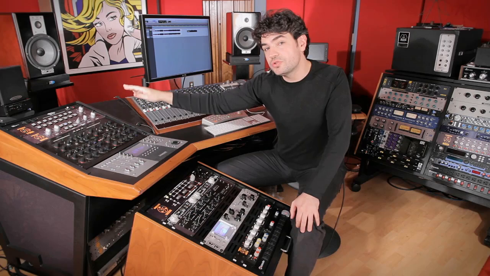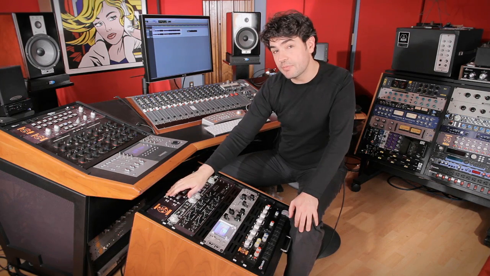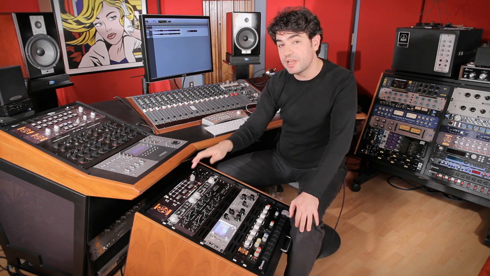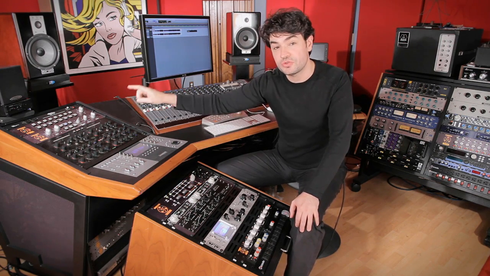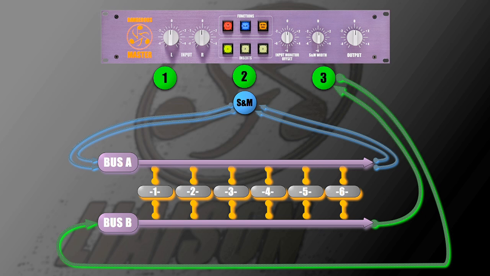So now I have insert 2 on the master connected to bus A on the Liaison, which means everything I'm going to insert on bus A will be able to benefit from the sum and difference function of insert 2 on the master. You see insert 2 going to bus A, back into insert 2. So if I hit sum and difference activated on the master, now on bus A, the left side is the center, the right side is the sides. Isn't that fantastic? Let me show it to you in action.